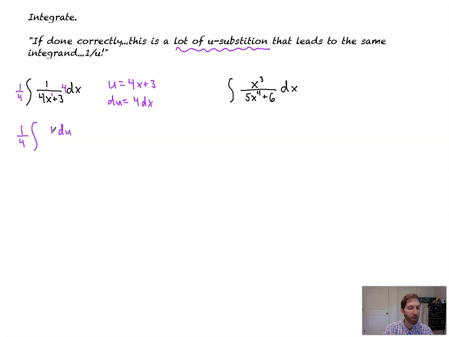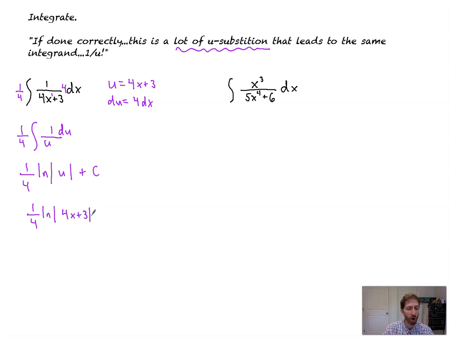You get du, I'm going to leave the 1 there, over 4x plus 3 is u. 1 over u du, or u prime over u. That is straight up natural log. So it's going to be a natural log of the absolute value of u plus c. And then that's going to be 1/4 ln of the absolute value plugging back in.